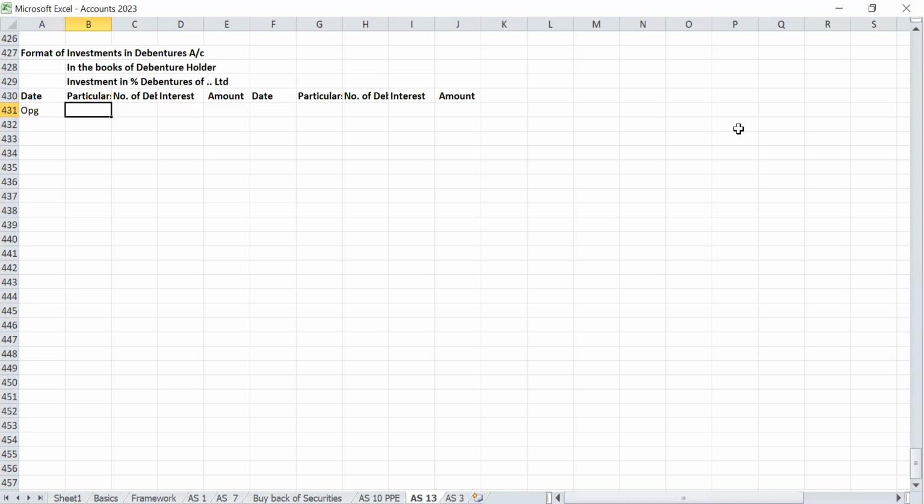Opening date, 1st April or 1st January. To balance brought down. Opening number of debentures. As of now, interest will be 0. Sometimes opening balance interest, closing balance interest will come; that we will discuss later. As of now, opening will be 0. Amount will be opening into book value.